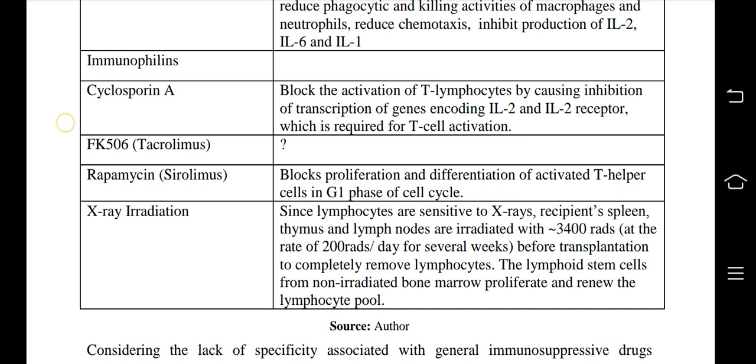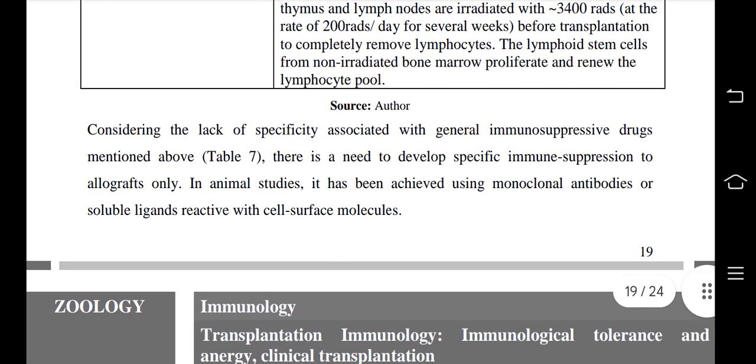Since lymphocytes are sensitive to X-rays, the recipient's spleen, thymus, and lymph nodes are irradiated with 3 rads at the rate of 200 rads per day for several weeks before transplantation to completely remove lymphocytes. The lymphoid stem cells from non-irradiated bone marrow proliferate and renew the lymphocyte pool.